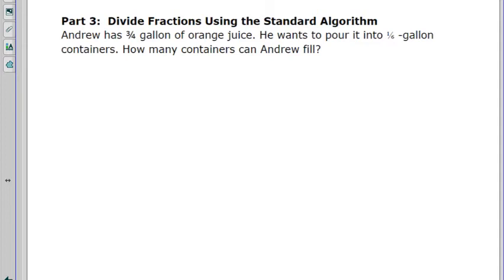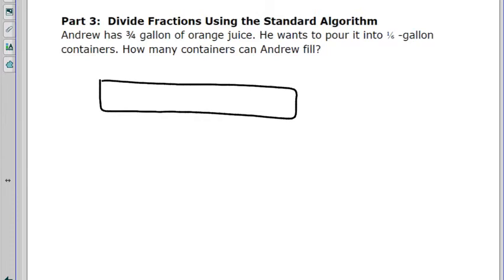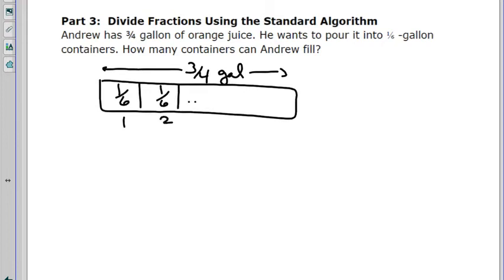Now we're going to use the standard algorithm, and I think you're going to find this way easier than the model. Andrew has 3/4 of a gallon of orange juice, and we want to pour it into 1/6 gallon containers, and we want to know how many containers we can fill. If we do a quick model, we have 3/4 of a gallon and I want to know how many 1/6. So there's 1, maybe 2. How many? Well, it looks like I'm taking 3/4 and dividing it by 1/6.